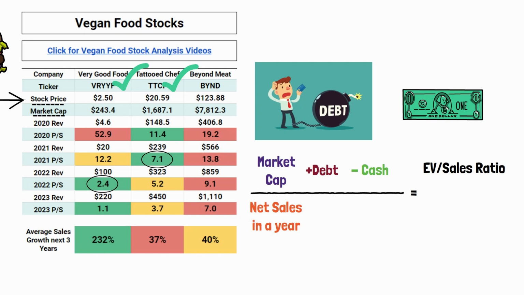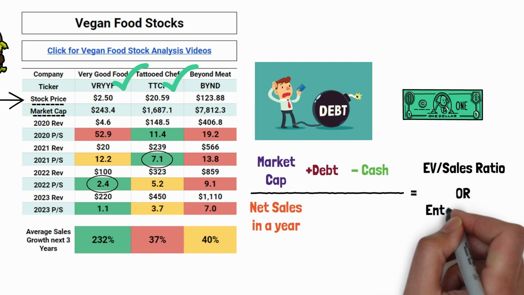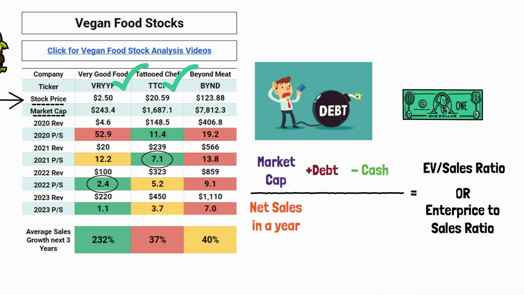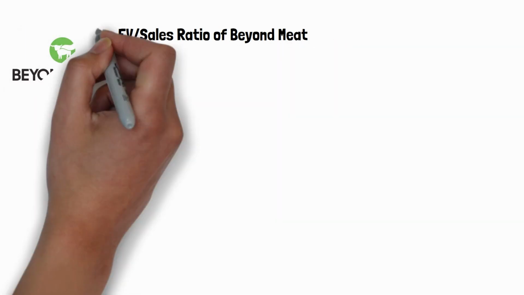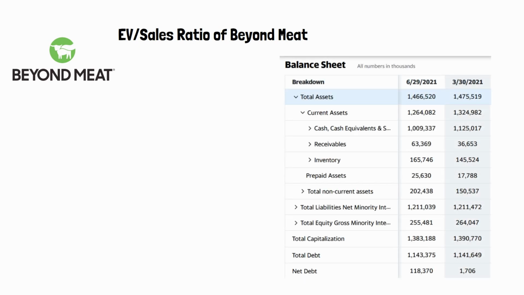In this logic, the more cash company has, the ratio becomes smaller and reasonable. When we have high debt, this should be compensated by high revenue, and it makes sense. Let's calculate EV to sales ratio of Beyond Meat. So this is the balance sheet of Beyond Meat from Yahoo Finance. We already know the formula and we have all the data. Let's calculate together.